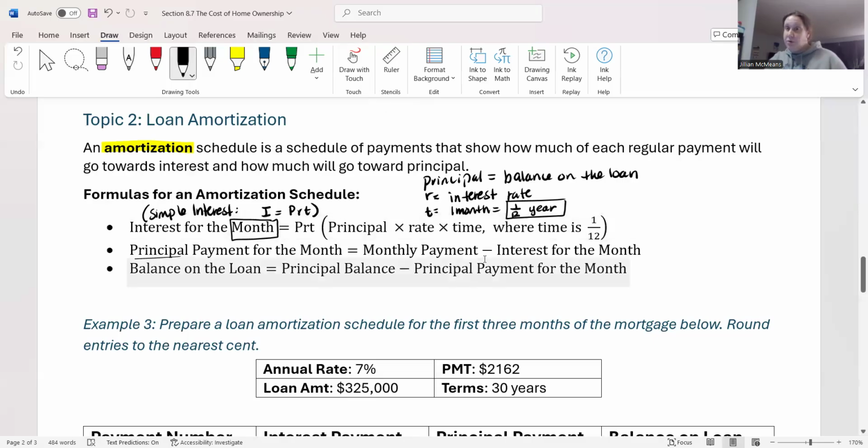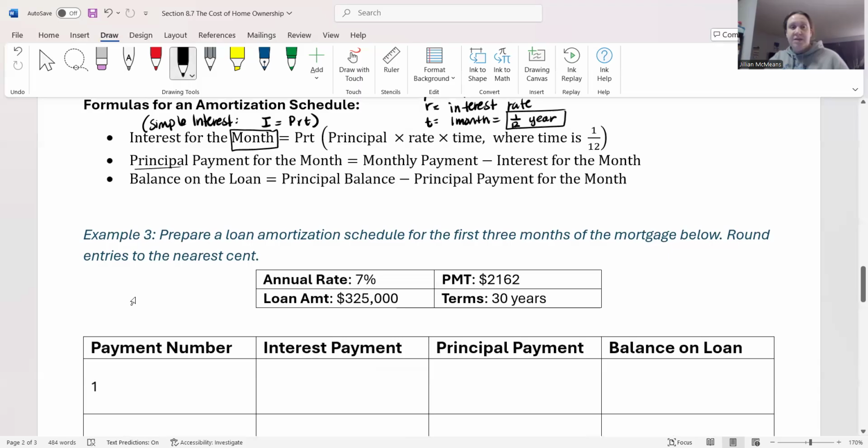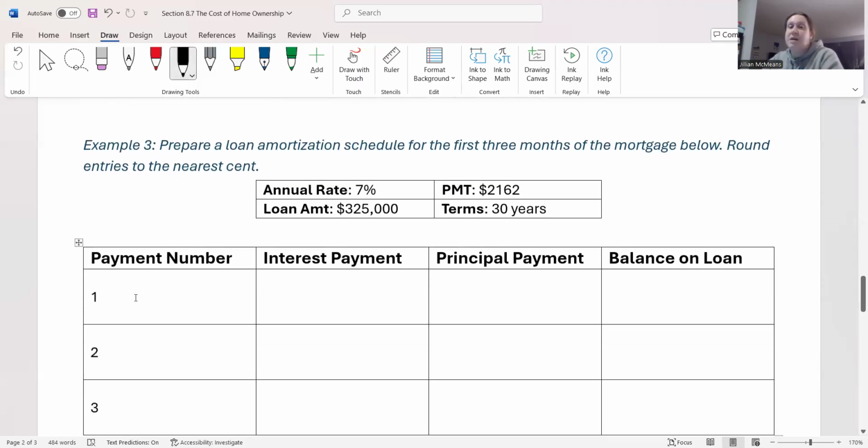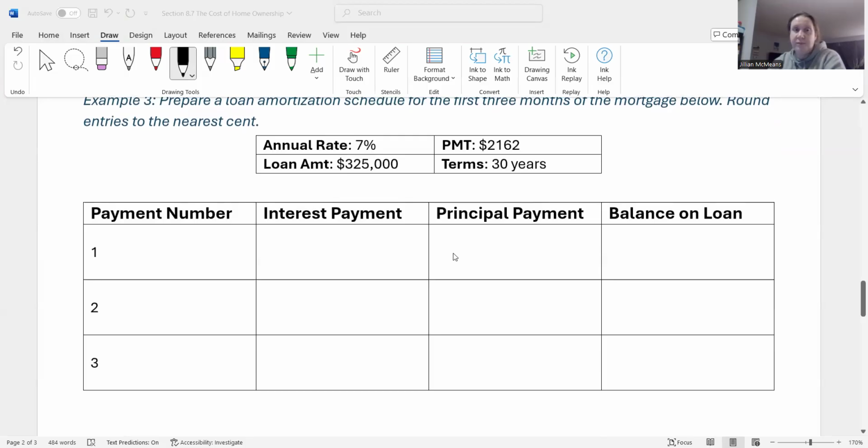So let's go through an example here. Example 3 says prepare a loan amortization schedule for the first 3 months of the mortgage below. Round entries to the nearest cent. So we're going to round mathematically, always 2 decimal places. For this particular mortgage, we have an interest rate of 7%, a loan amount of 325,000, and the actual monthly payment is $2,162. The terms on the loan: it's a 30-year loan. So we have 3 payments, payment 1, payment 2, payment 3.